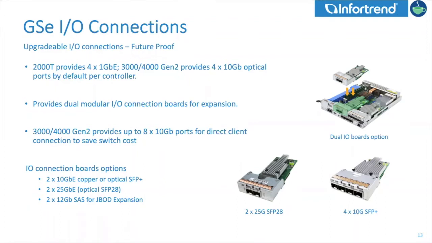And this is a really interesting point. As your customer, as technology moves on, the customer can protect their investment. If they go with 10 gigabit now, they can upgrade to 25 gig, 50 gig, or potentially even 100 gig in the future as demand drives Infortrend to release those I/O boards. It's very easy to swap out one board and replace it with another board.